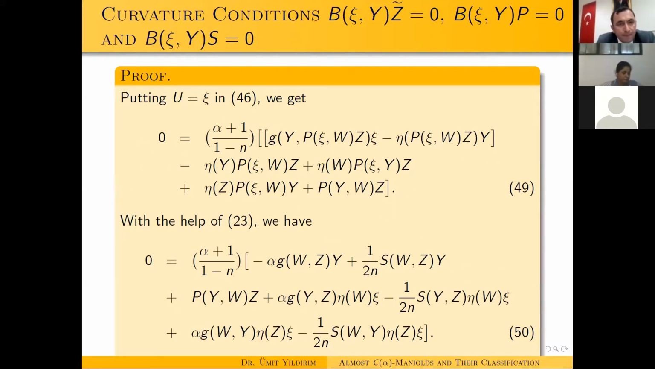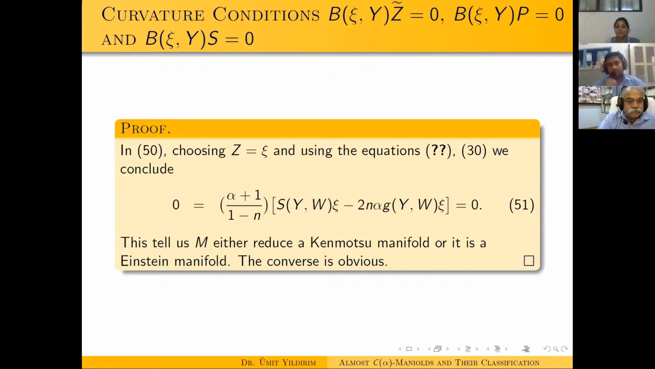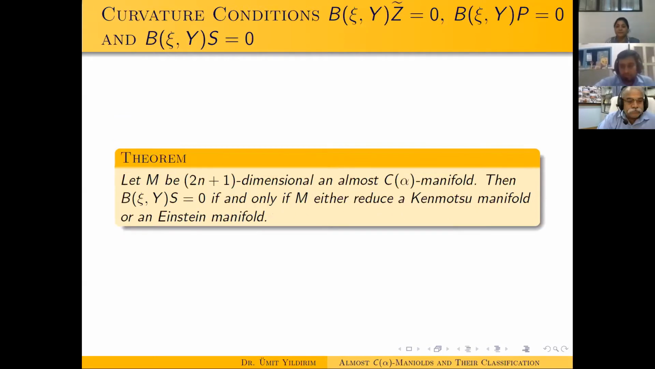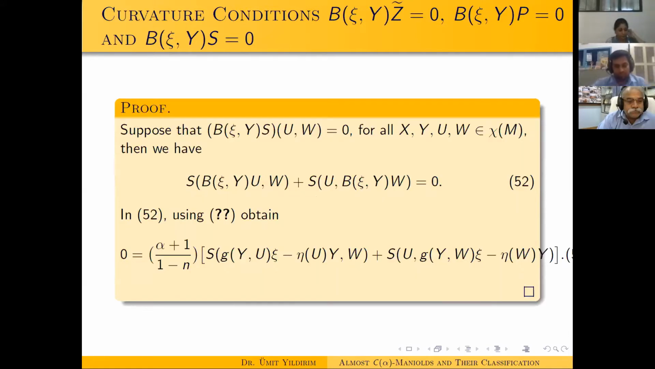Putting these conditions, this tells us that M is either a reduced Kenmotsu manifold or an Einstein manifold. The converse is obvious. So these conditions hold, B(x, y)p equals 0, if and only if M is either a reduced Kenmotsu manifold or an Einstein manifold. This is the proof.